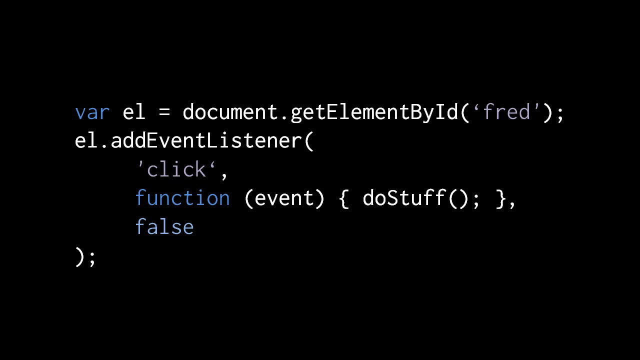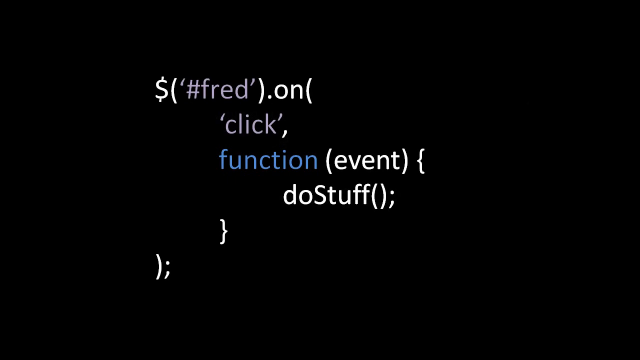Now, there's a problem with addEventListener, and that is that it's not supported in Internet Explorer. In Internet Explorer, there's a different mechanism for registering event handlers. Conveniently, though, jQuery offers its own mechanism for registering handlers that looks quite similar to addEventListener. The on method will register a handler on all of the elements in a jQuery object. So here we have a jQuery object with just a single element, the element with the ID Fred, and we're registering a click handler as specified by the first argument to on, and then the second argument is the handler function itself.